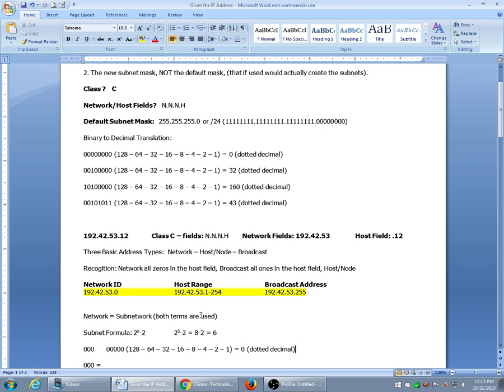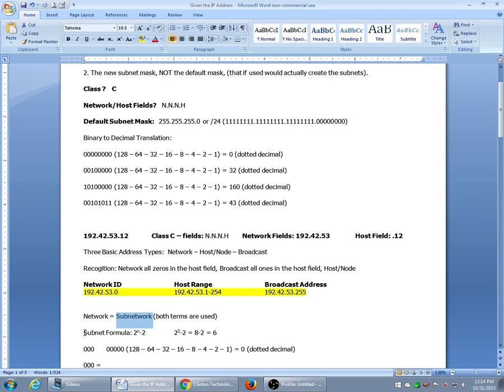All right, so what I have highlighted here, the network ID, the host range, the broadcast, which is where we ended at before. The first thing I want to point out is the term network and subnetwork, or just simply subnet, are used interchangeably. Both of these terms are used pretty commonly. You'll hear me go back and forth, but talking about the same thing. And that's the entity that has all zeros in the host field.